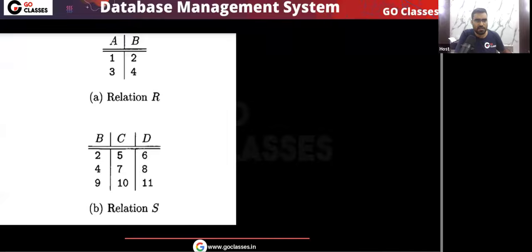Look at this table R and this table S. Here, what is the common attribute? Please tell me. The common attribute is B.